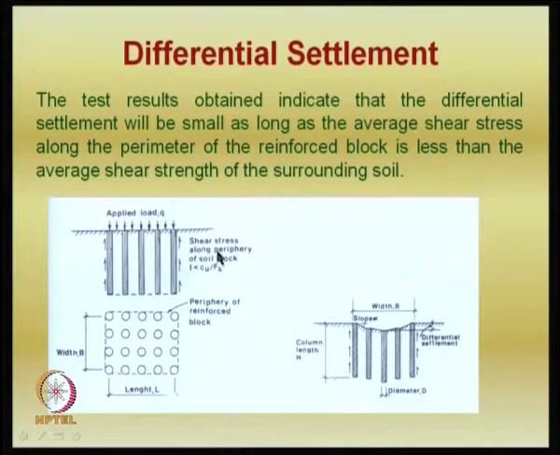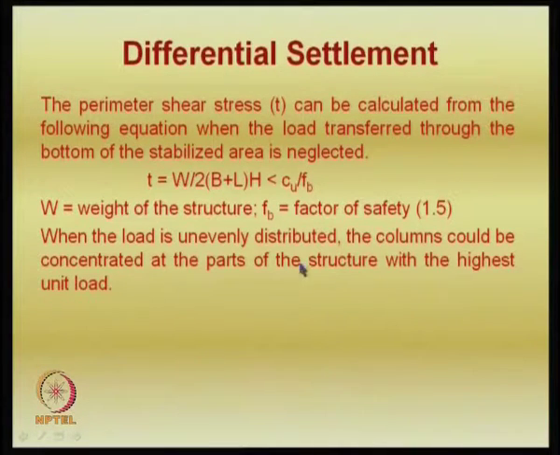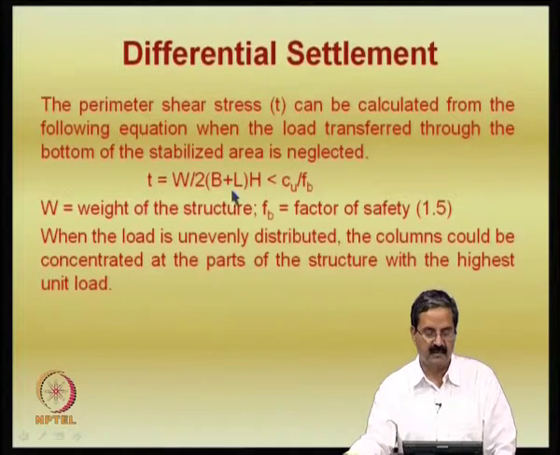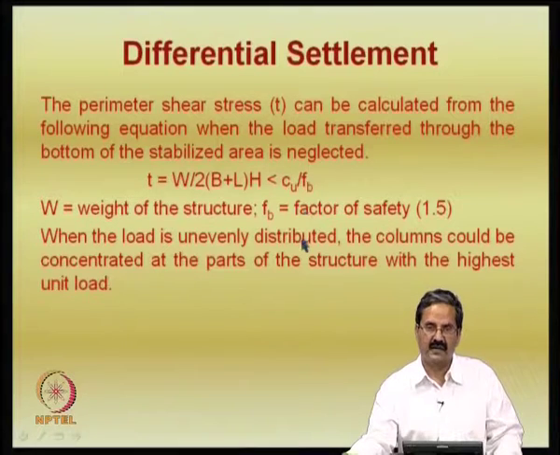This is the way they are computing the shear stress. It should be less than the Cu of the soil divided by some factor of safety. So, this should be satisfied, and apart from it there is a difference settlement, as I just mentioned, which we should calculate. The difference settlement is like this column may settle and all that. The perimeter shear stress can be calculated from the following equation when the load transfer to the bottom of the stabilizer is neglected. So, this is what I just mentioned, like P plus L is plus perimeter and this is a weight.